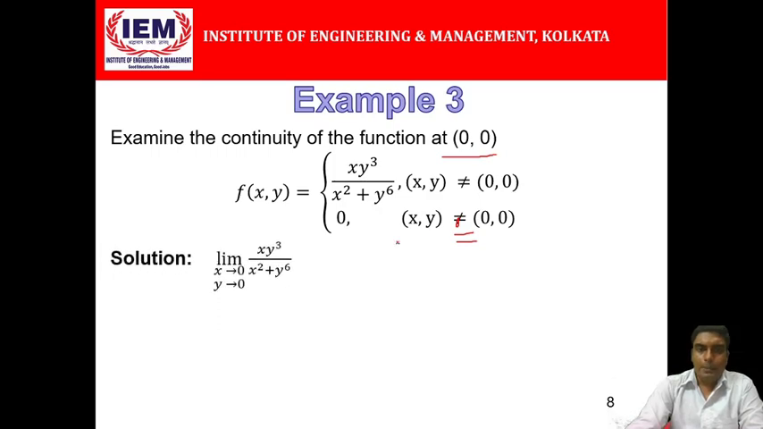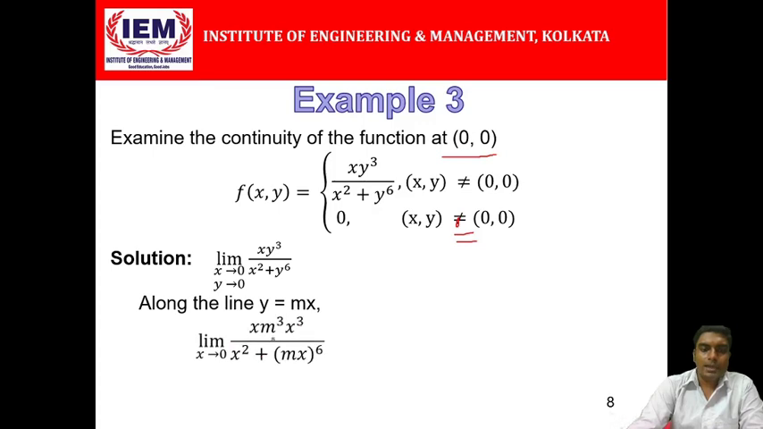Now if I approach this function along an arbitrary straight line y equal to mx, that is passing through 0, 0, then if I plug in y equal to mx here, I'll get x into mx cubed, so m cubed x to the power 4, and x squared plus m to the power 6 x to the power 6, right? Now x squared will cancel out from both terms. Now if I plug in x equal to 0 here, I'll get the numerator equal to 0 and the denominator is not equal to 0, so the limit is basically 0.